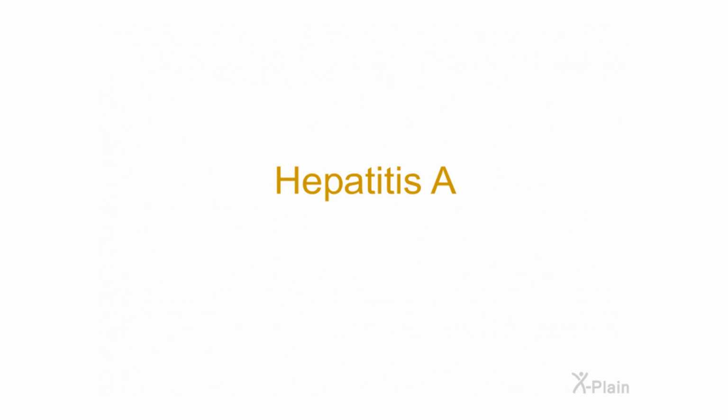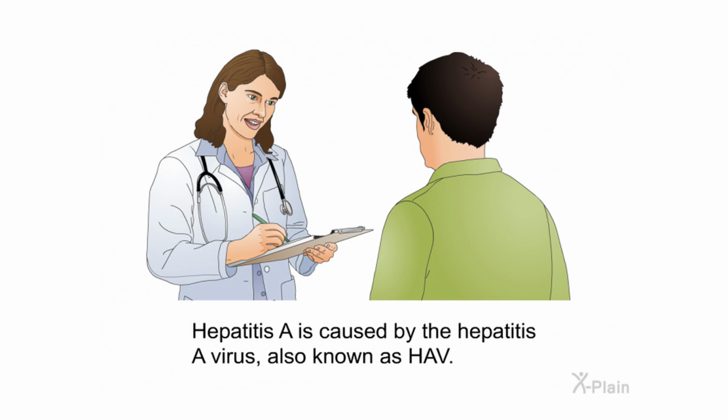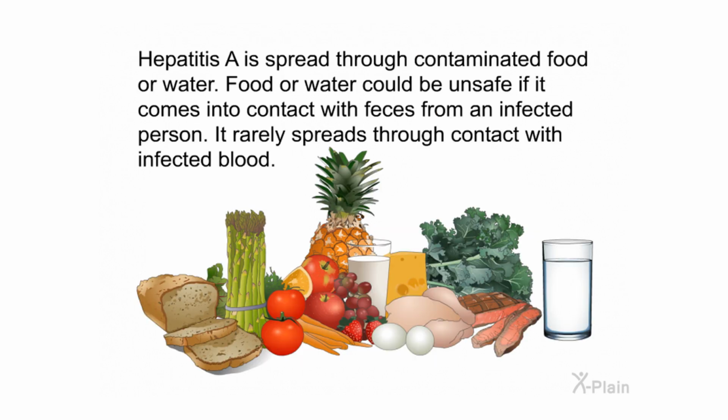Hepatitis A. Hepatitis A is caused by the Hepatitis A virus, also known as HAV. Hepatitis A is spread through contaminated food or water. Food or water could be unsafe if it comes into contact with feces from an infected person. It rarely spreads through contact with infected blood.